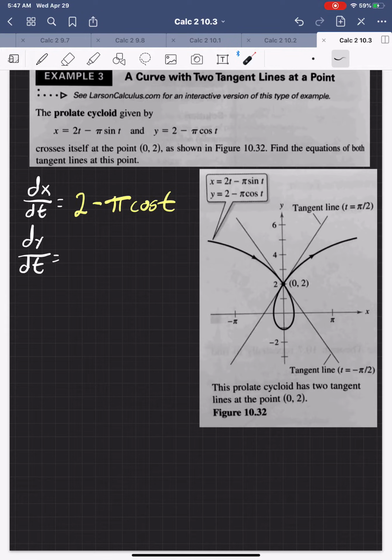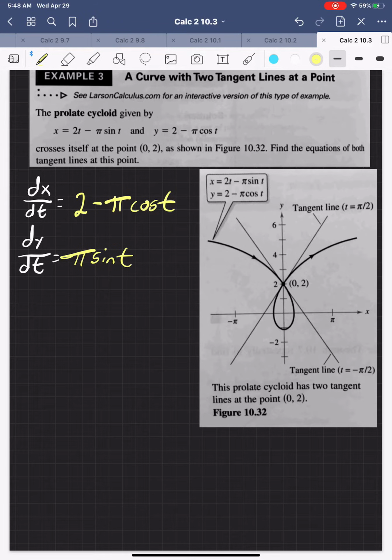All right, and now let's take the derivative of y, dy/dt. So not bad. The derivative of 2 is 0, and the derivative of cosine is negative sine. I want to make sure you understand, this is going to be minus pi times negative sine. So it's a minus a negative, that's going to end up being a positive. Positive what? Positive sine. Pi sine of t.